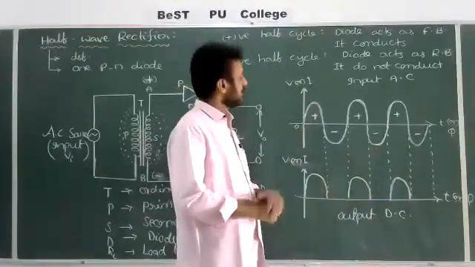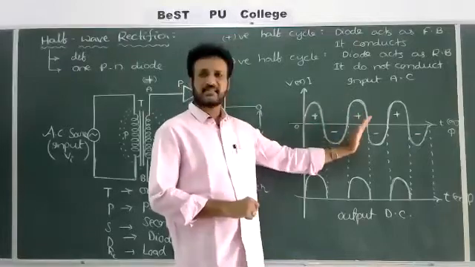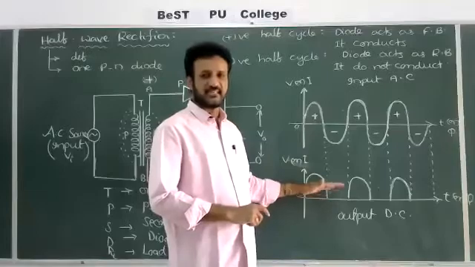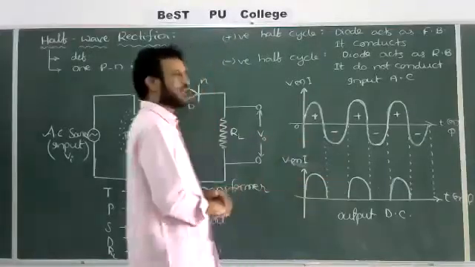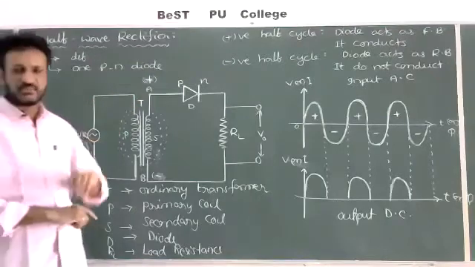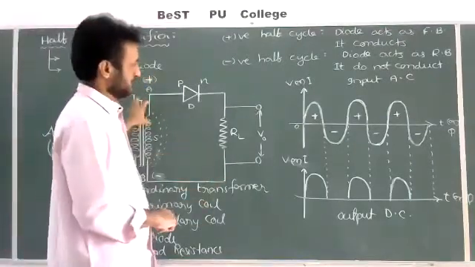In this way, if you are sending a full cycle of the AC, but we are getting only half of the AC as DC, that's why the device can be called a half wave rectifier. That you should write in the exam also. That is one of the important 5 marks questions.